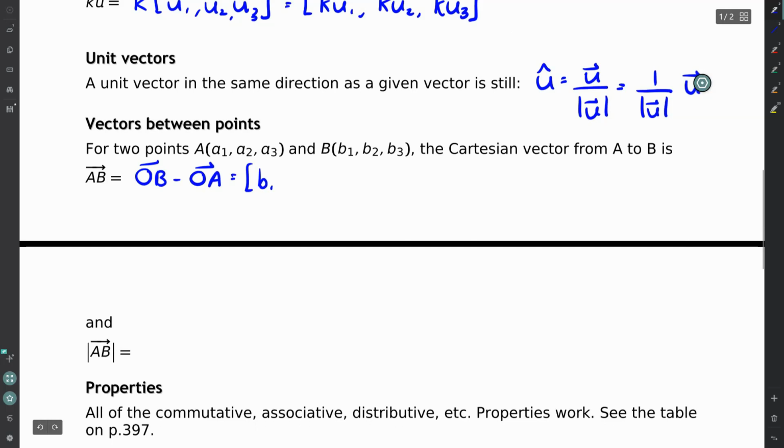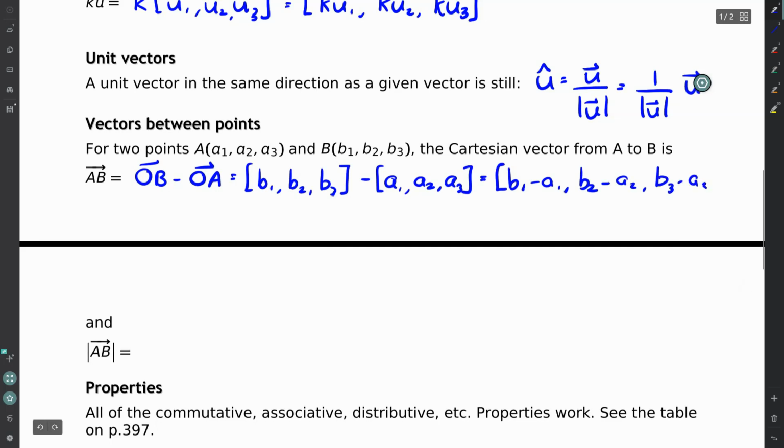So in position vector notation, that's going to be B1, B2, B3 minus A1, A2, A3. And of course we can carry out that subtraction, so that's going to be B1 minus A1, B2 minus A2, and B3 minus A3. That is just a Cartesian vector.